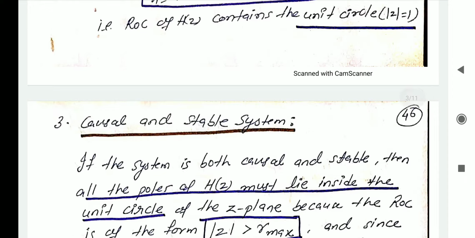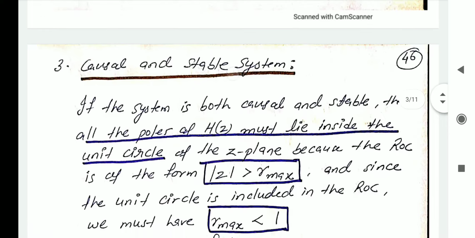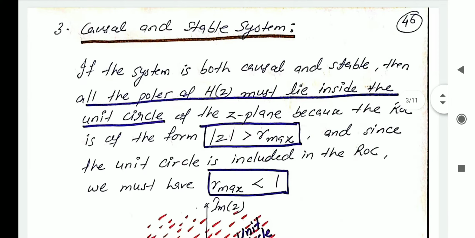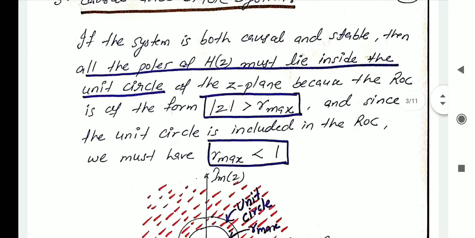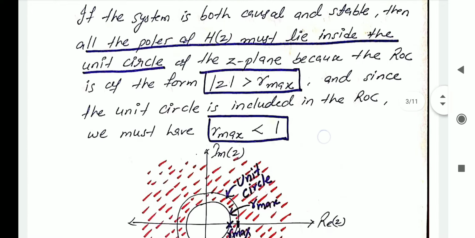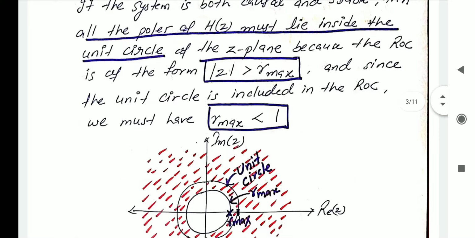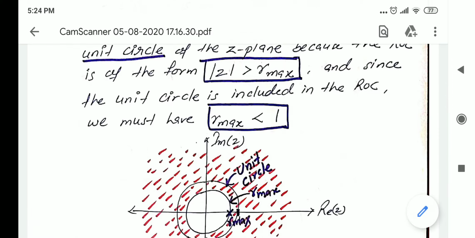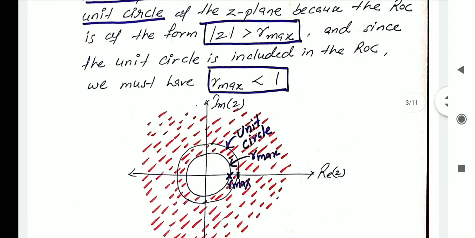Now considering both cases together, that is the causality and the stability of the system, if the system is both causal and stable, then all the poles of H of z must lie inside the unit circle of the z plane. This is because the ROC is of the form mod of z greater than R max, and since the unit circle is included in the ROC, we must have R max less than 1, as according to the condition of causality, mod of z is greater than R max.